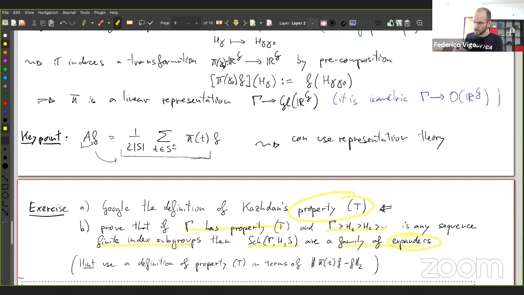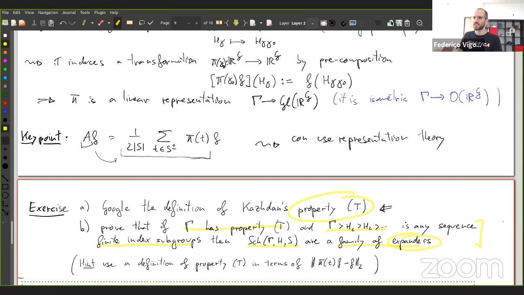And I'm not giving you the definition of Kazhdan property T because just looking at the definition is not very enlightening. So I do recommend that you Google the definition and use it to prove the second part of the exercise, so that when you use the definition, you also understand why the definition is useful. It's one of those definitions that just by looking at it, you're like, yes, and so what?